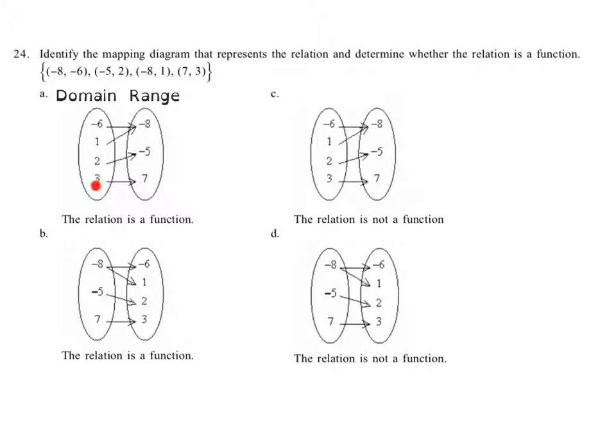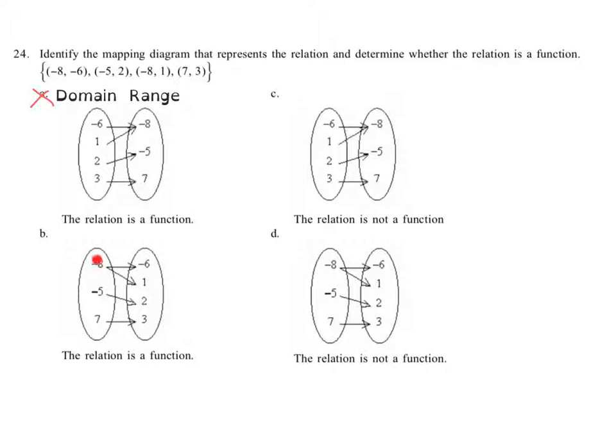-8, that should be in here in the domain. It's not. -5, not in there. -8, not in there. 7, not in there. In fact, we see them over there. That means that this is not correct. They've got their domain and the range mixed up. Okay. Let's try it again for B.